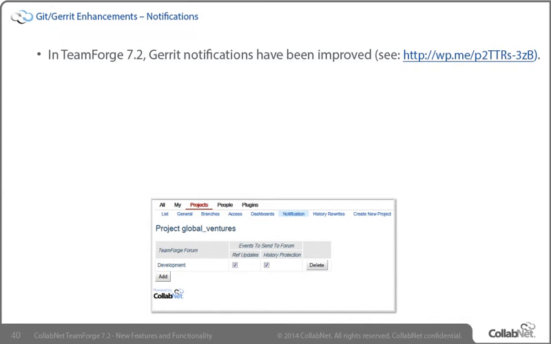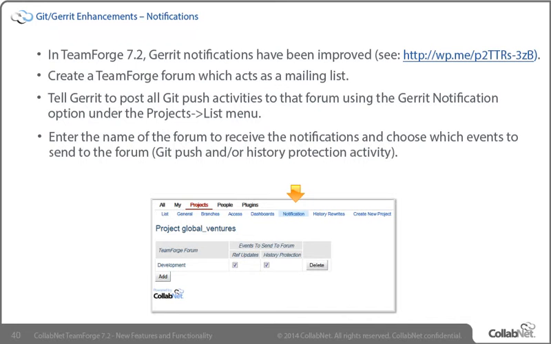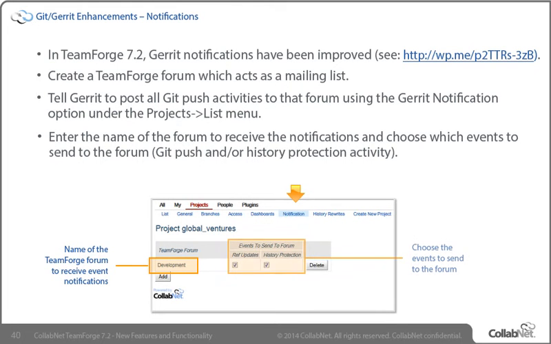There is now a notification plugin for Gerrit, which ensures you never miss an accidental Git history rewrite because you don't have access to the repository. Just create a TeamForge forum, which acts as a mailing list, add the interested stakeholders to it or let them monitor for themselves, and then tell Gerrit to post all Git push activities to that forum using the Gerrit notification option under the Projects List menu. You'll need to provide the name of the TeamForge forum and choose the events to send to that forum.